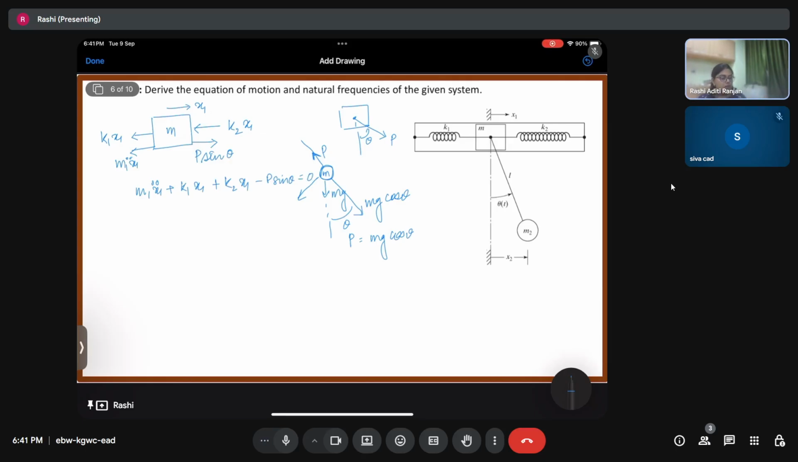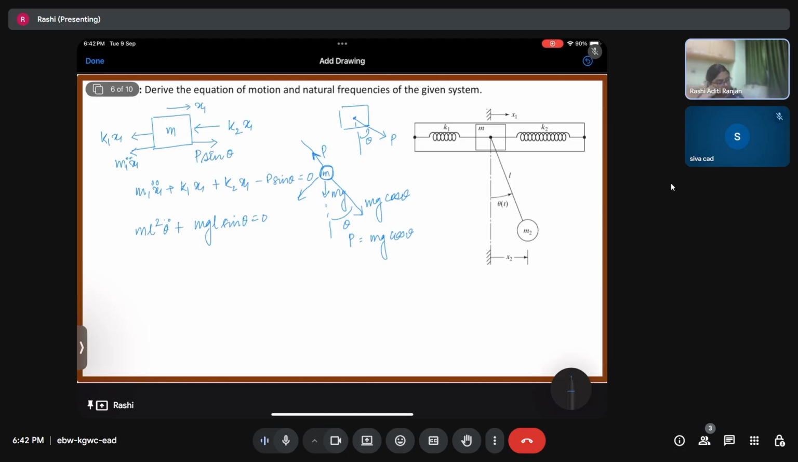Now when we come to the bob, what is happening with the bob? It is rotating like this with the amount theta. So we know that for this kind of a system, we can write the equation for a pendulum as m L square theta double dot plus mg L sine theta is equal to 0. So these are the equations.